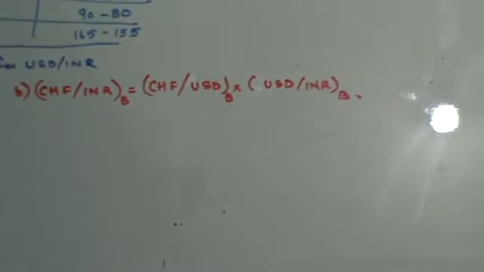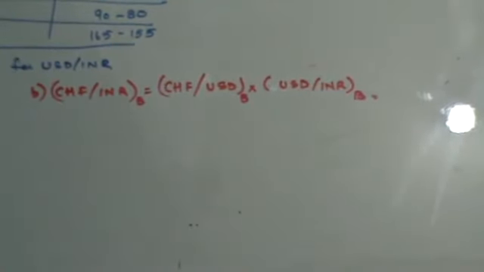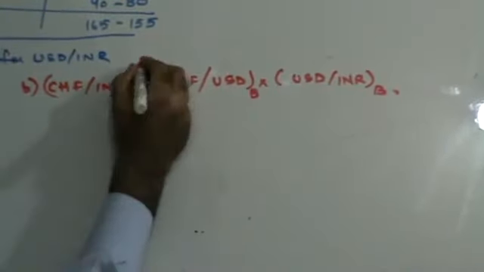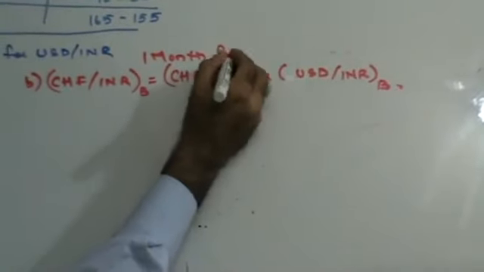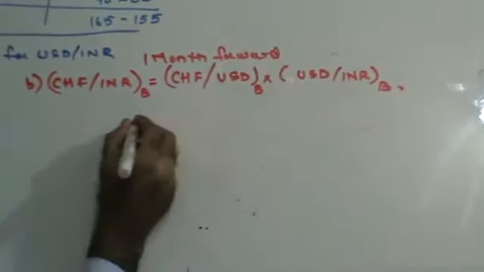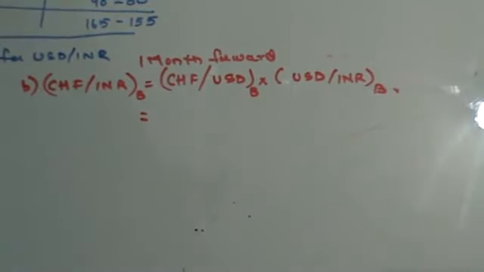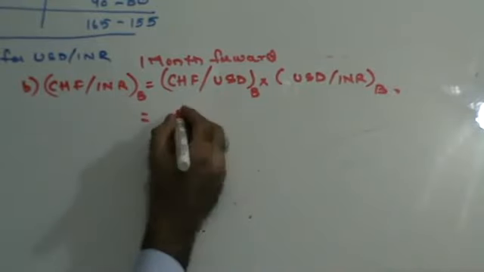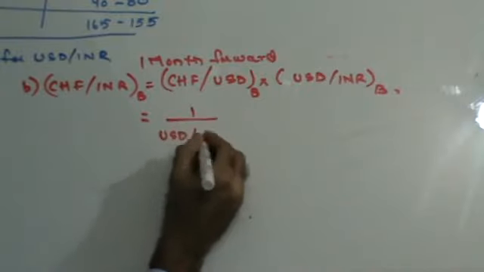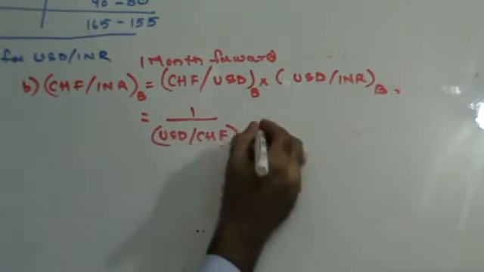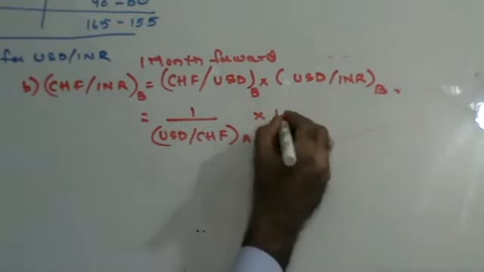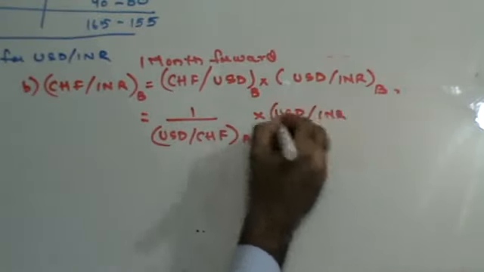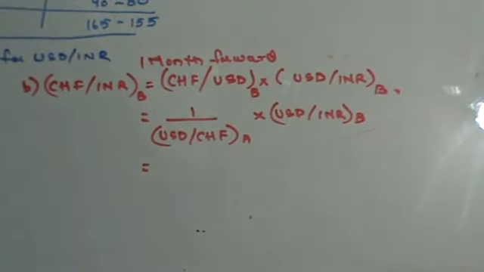So CHF INR, now the vehicular currency that is given to you is USD. Right? So CHF INR will be CHF USD into USD INR. Now, I am searching for 1 month forward. CHF USD is not given to you, they have given you USD CHF. So first convert the direct quote into indirect quote. So this will be 1 upon USD CHF ask into USD INR bid.